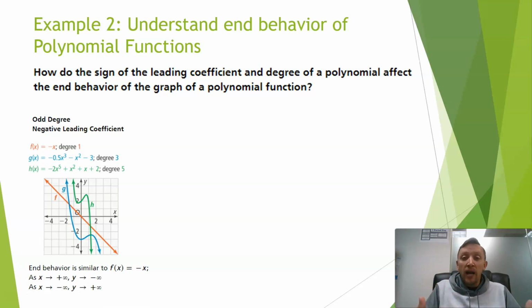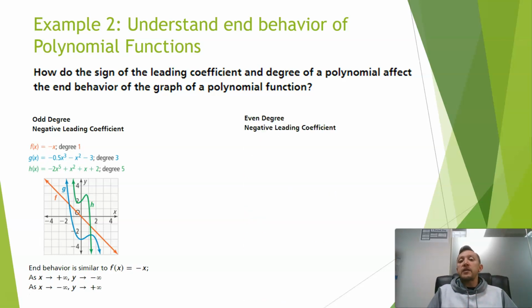So the way we describe the end behavior is we would say as x approaches infinity, y approaches negative infinity for these. As x approaches negative infinity, so the left side of the graph, y is going to approach positive infinity, is the way we describe that.